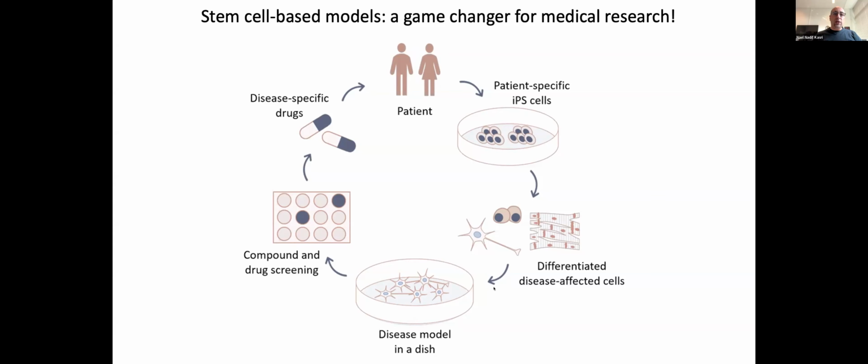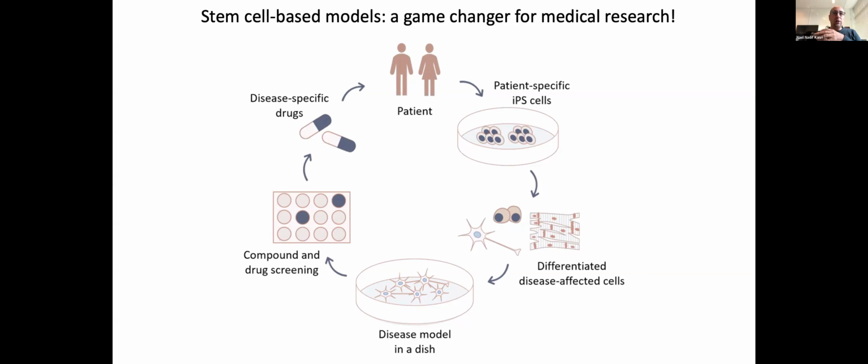Ultimately, of course, the idea is that having the disease model in the dish is in a way also having the patient in a dish, but in a very reduced form. But important is that, or at least the idea is that, we can then start not only to understand the molecular and cellular changes, but also try to intervene and change them and potentially rescue the phenotypes. And ultimately, from what we find in the dish, hopefully we can go back to a patient.